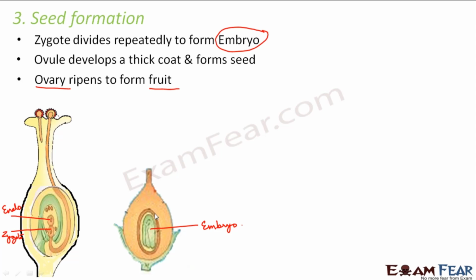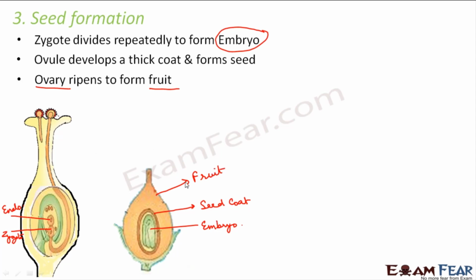Just for the protection of the seed, there is a seed coat. This seed coat is a tough covering which ensures protection to the seed. So it keeps the seed well protected inside. And the ovary, that is this whole spherical swollen structure, ripens into a fruit. So this becomes a fruit.